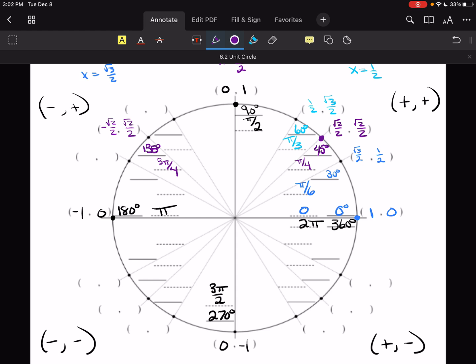Add another 45. That would put me at 225. And if I'm at 4 pi over 4 here, add a pi over 4 would put me at 5 pi over 4. Square root of 2 over 2 is still the x and the y. I'm just in quadrant 3, so this time x and y are both going to be negative.